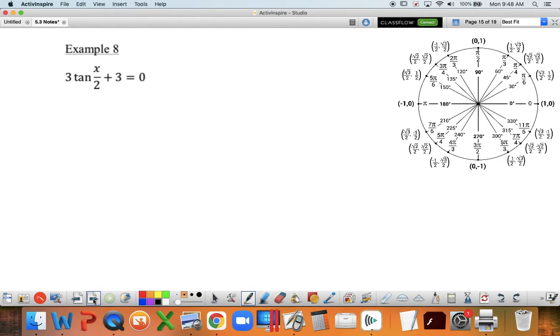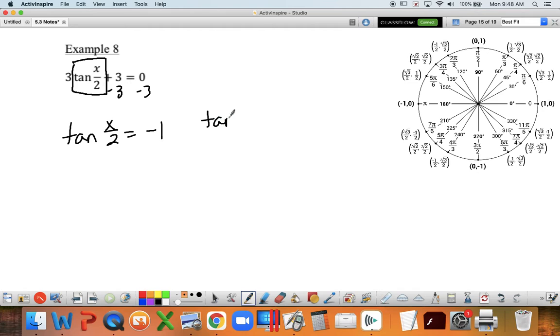Right, let's look at example 8 here. We got 3 tan x over 2 plus 3 is equal to 0. So I need to get this all by itself. So I'm going to subtract 3 and then divide both sides by 3. So I get the tangent of x over 2 is equal to -1.